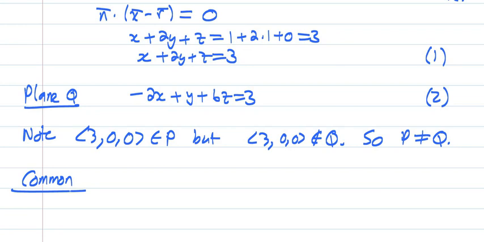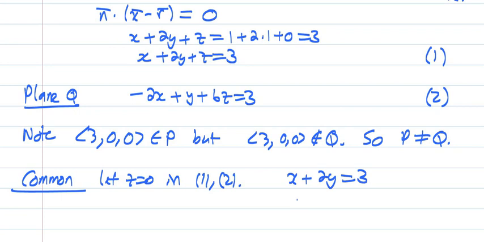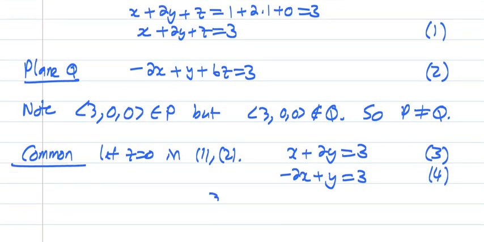Alright, so to find a point common to both, let z equal 0 in 1 and 2. Then we get that x plus 2y is equal to 3, and we get that minus 2x plus y is equal to 3. Let's call this equation 3, and let's call that equation 4. New equations, new names. Now I'm going to take number 3 and double it, so that becomes 2x plus 4y is equal to 6. Let's call this equation 5.